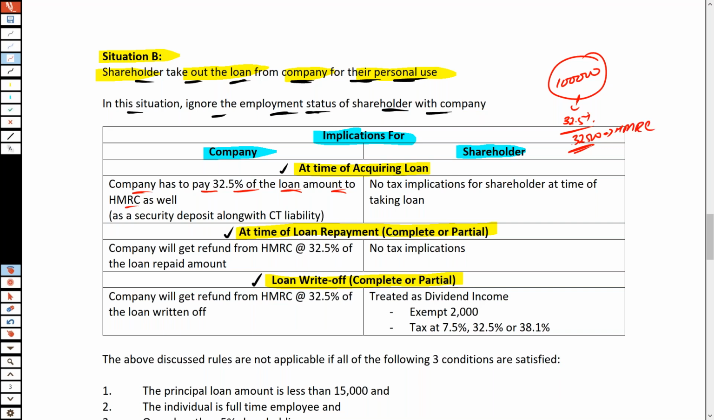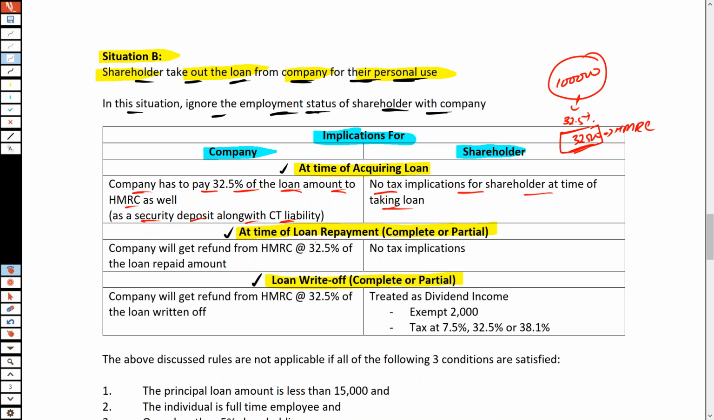Why is the company also paying this amount to HMRC? Because according to taxation rules, HMRC says that if a closed company is providing a loan to a shareholder, that company also has to pay an additional amount of 32.5% to HMRC as a security deposit along with the corporation tax liability. So these are the implications for the company at the time of providing a loan to the shareholder. Now, what are the implications for the shareholder who is acquiring the loan from the closed company? No tax implication for the shareholder at the time of acquiring the loan.